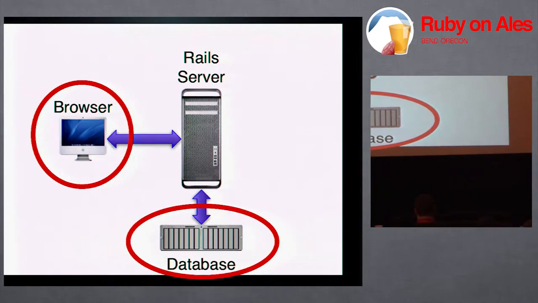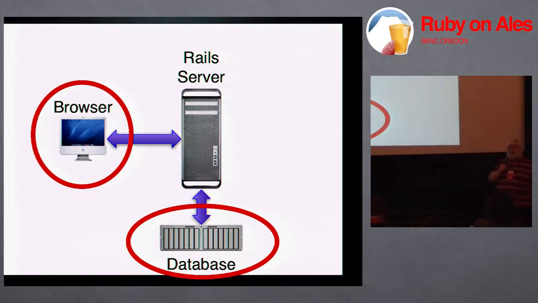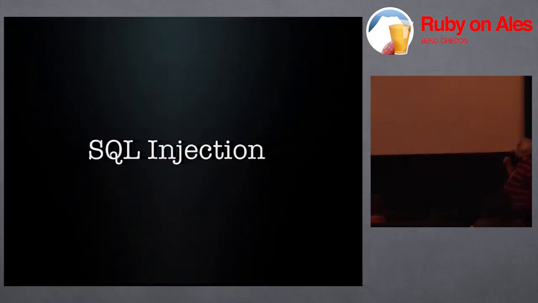The Rails server itself, if someone's gone in and corrupted your Rails program, you've got bigger problems than what we're going to address here. So we're going to concentrate mainly on browser issues and database issues in this particular talk. That's not to say that there aren't security issues around the server itself. They are more related to admin issues. So let's talk about the very first issue, SQL injection.